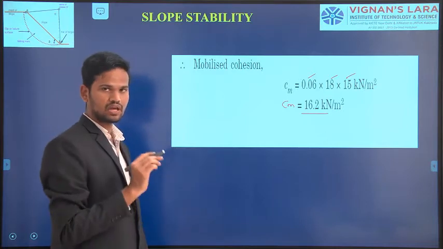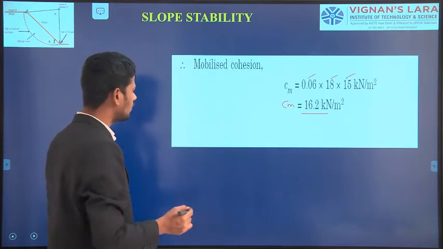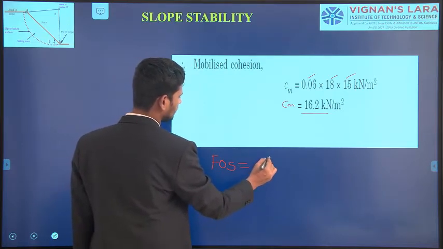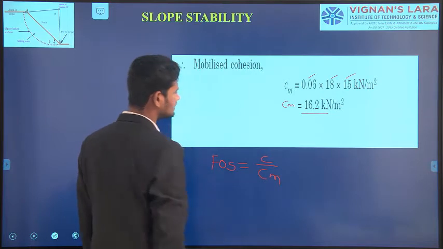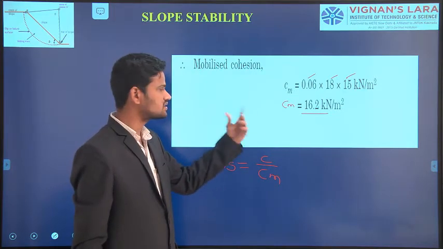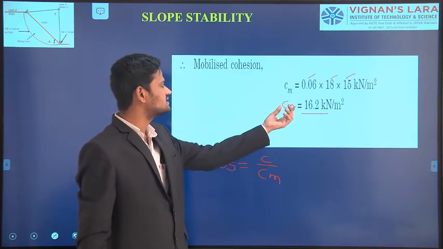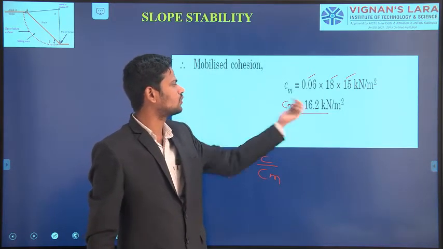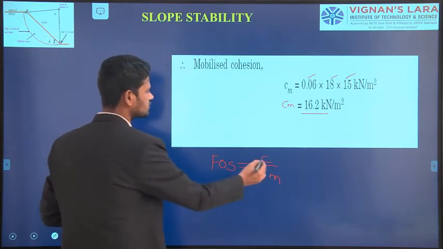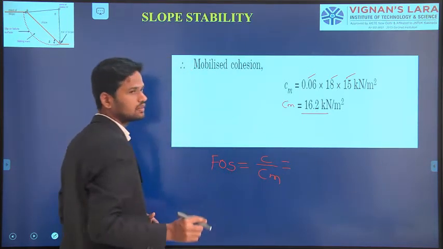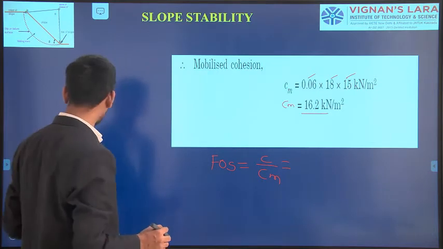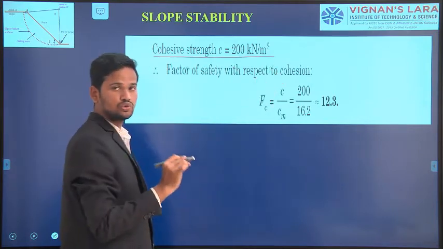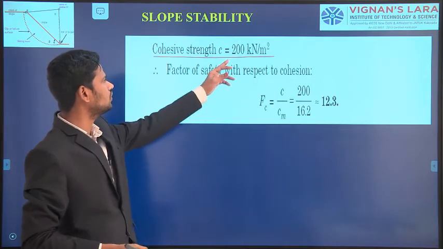Again, from this concept, we have the factor of safety with respect to cohesion. Already we know the formula, C divided by Cm, where C is the cohesion of the soil mass, 200 kN per meter square, and Cm is the mobilized cohesion intercept, 16.2 kilonewton per meter square. If you substitute C divided by Cm, you will get the factor of safety with respect to cohesion of the soil mass.